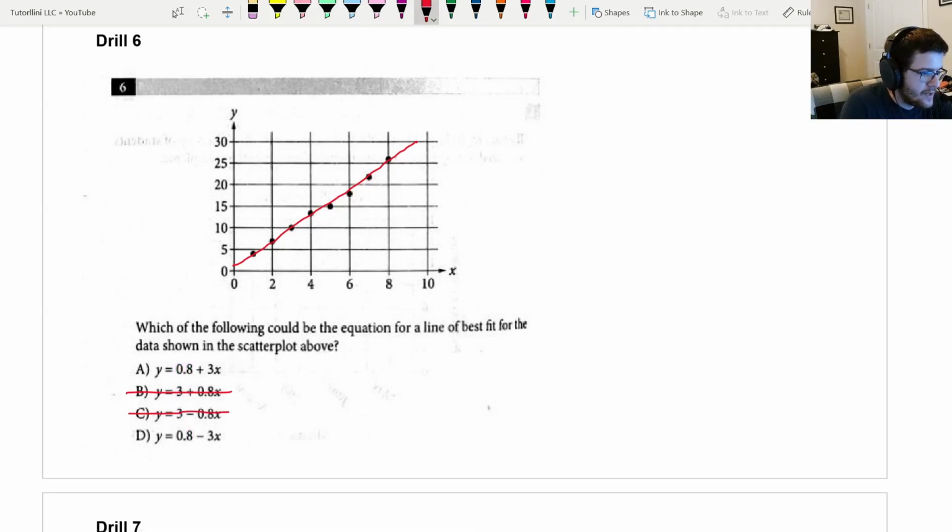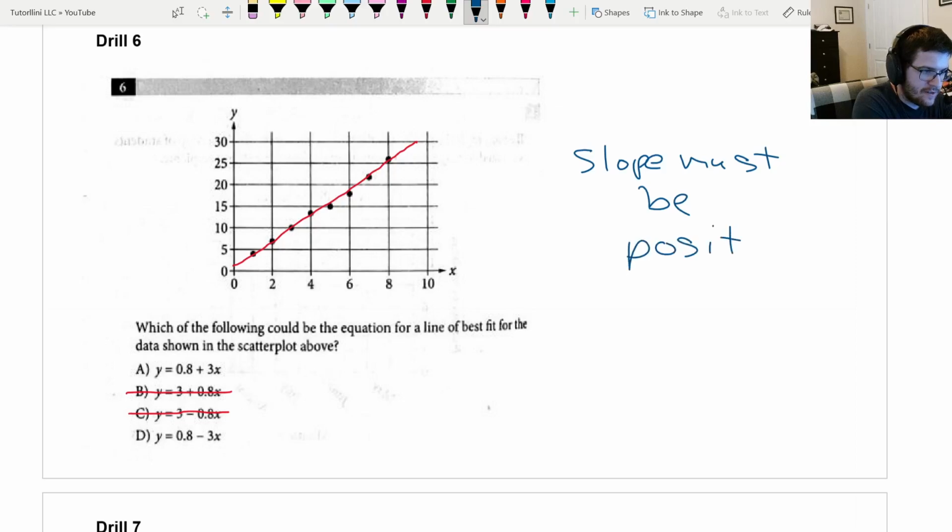And now I'm going to just look at the slope. It's going up, so the slope must be positive. So the one with the slope of -3, that can get crossed out. So I think the answer is A.